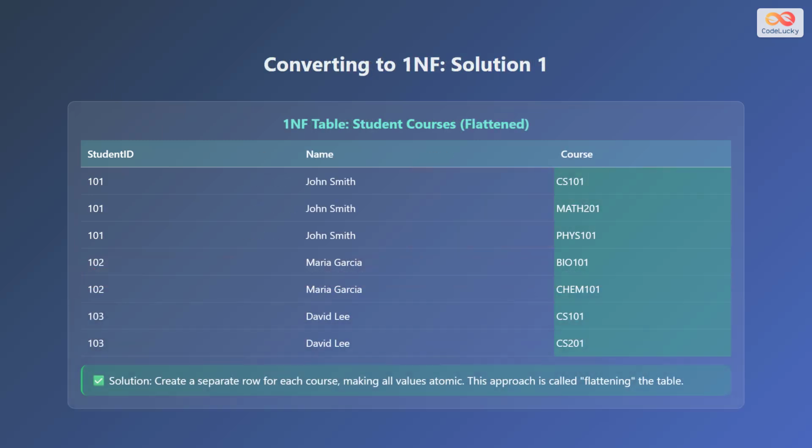One way to convert the table to first normal form is by flattening the table. This means creating a separate row for each course taken by a student. As you can see in the corrected table, each row now represents a single course taken by a student. Student ID 101 John Smith is now listed 3 times, each time with a different course: CS 101, Math 201, and PHYS 101. This approach ensures that all values are atomic and that there are no repeating groups in any field. While this solution satisfies first normal form, it may not be the most efficient in terms of data storage and querying, but it is a valid way to achieve 1NF.